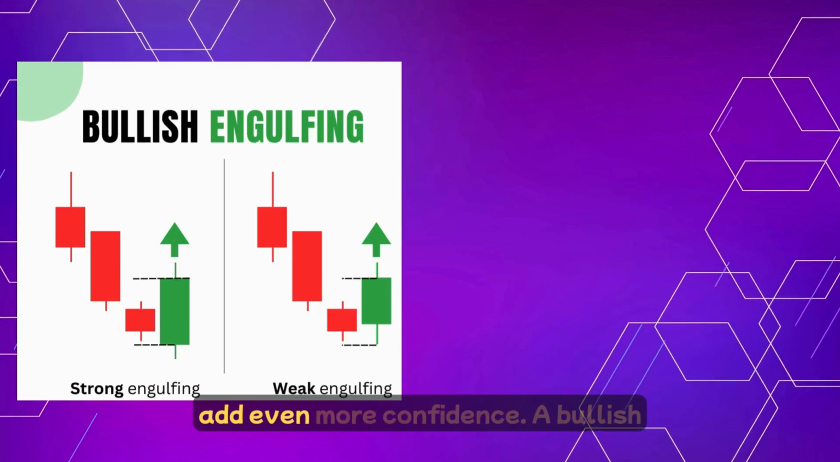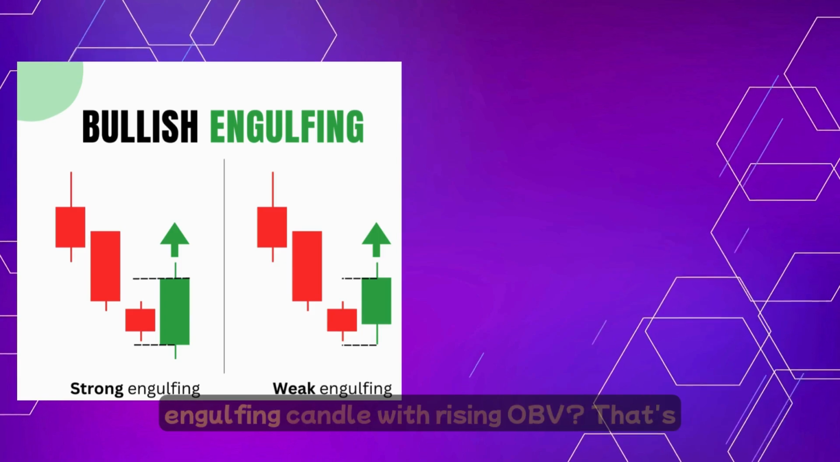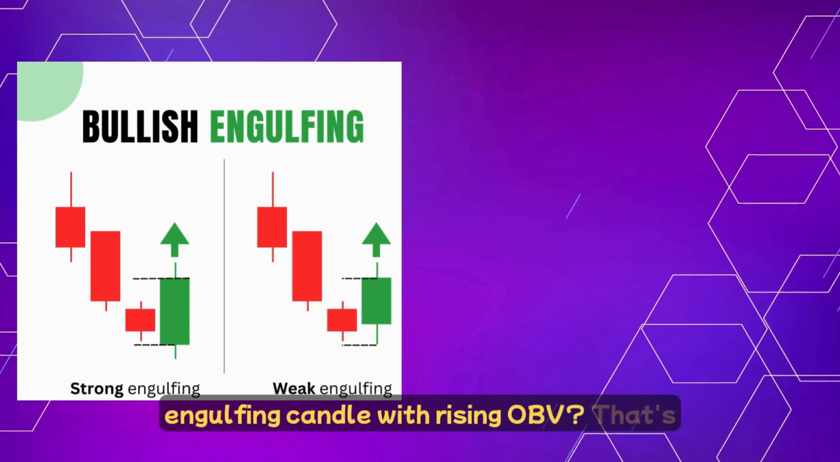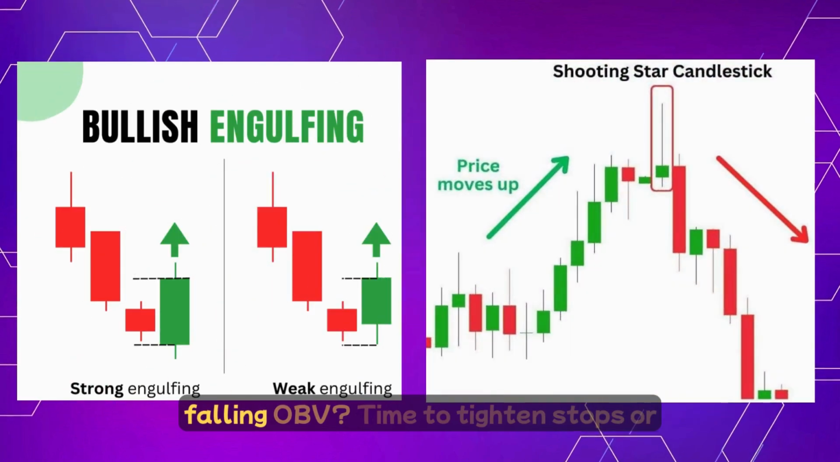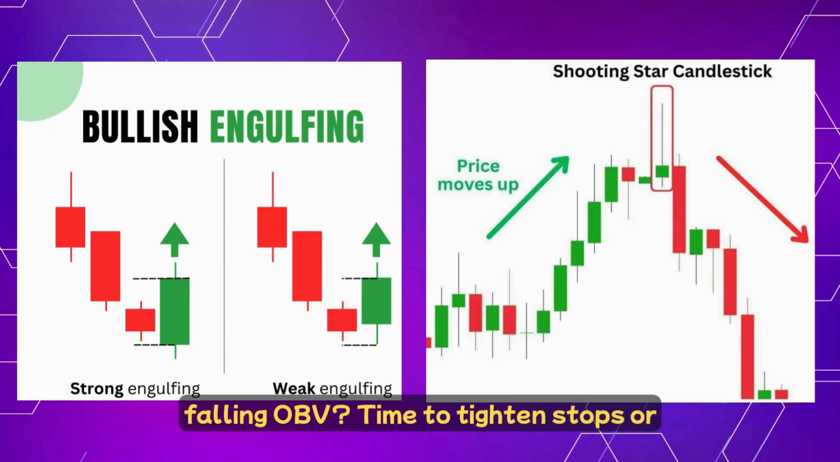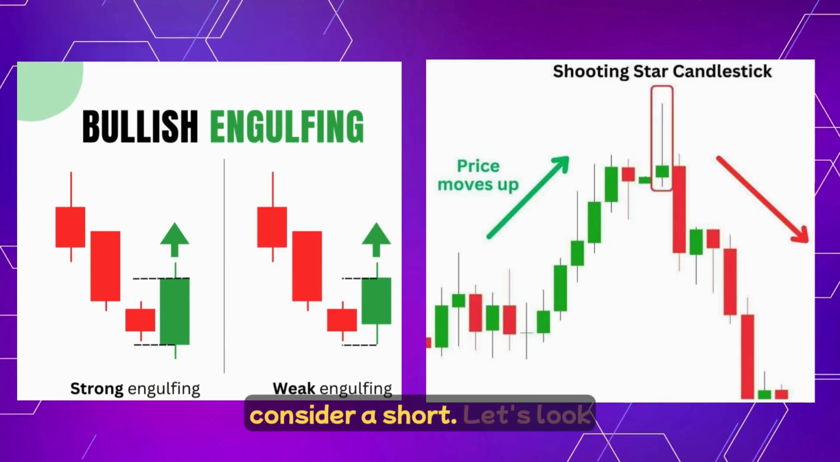Candlestick patterns add even more confidence. A bullish engulfing candle with rising OBV, that's a strong entry signal. A shooting star with falling OBV, time to tighten stops or consider a short.